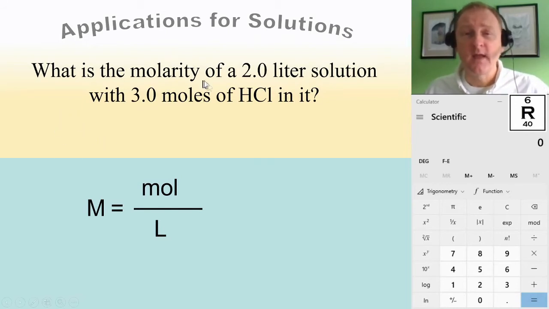What is the molarity of a 2.0 liter solution with 3.0 moles of HCl in it? Well, what are we solving for? We are solving for molarity, and we know that molarity is moles per liter. We also know that we have 2.0 liters of solution. And again, why is this 0 here?